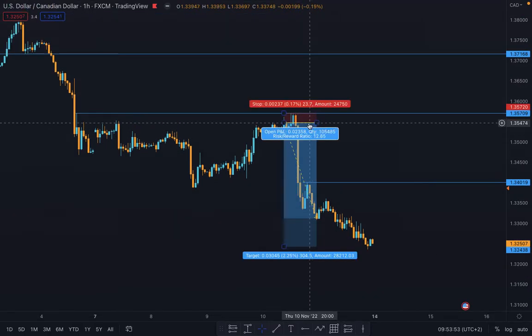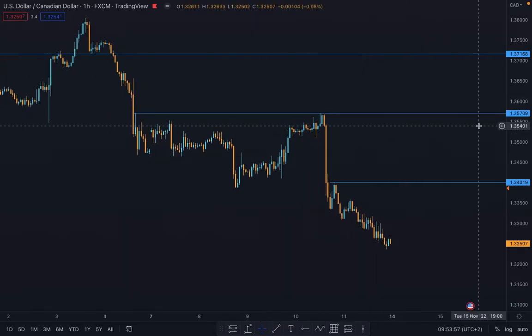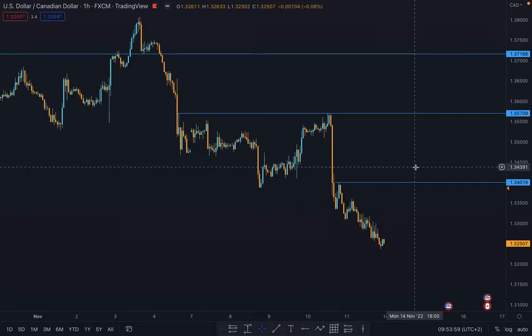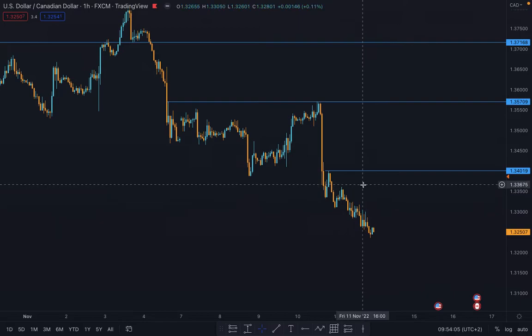But that's what happens in trading. You get some of these trades where you stay in by a pip, and then others where you get tagged out by a pip and then it just runs. But we'll see how this coming week goes. It's still looking quite strong.